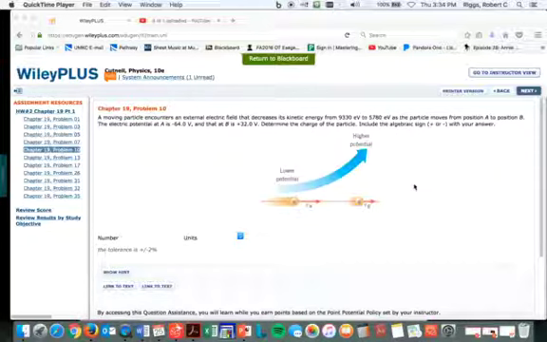It says a moving particle encounters an external electric field that decreases its kinetic energy from 9,330 electron volts to 5,780 electron volts. Okay. So it's losing its kinetic energy, therefore it's gaining potential.